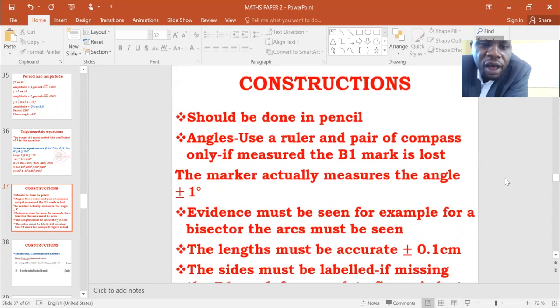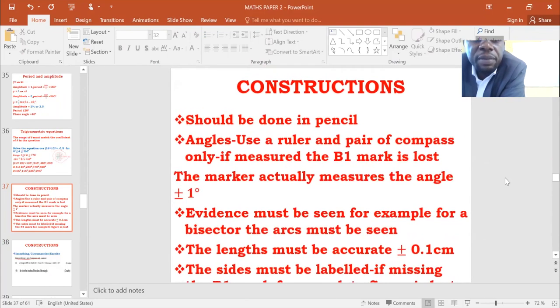An area that is highly tested again in paper 2 is the constructions. It can either be circumscribing, inscribing, or ascribing, or loci. Always attempt them, they should always be free marks to students. Because, again, in this particular area, a mark is assigned for a particular activity.